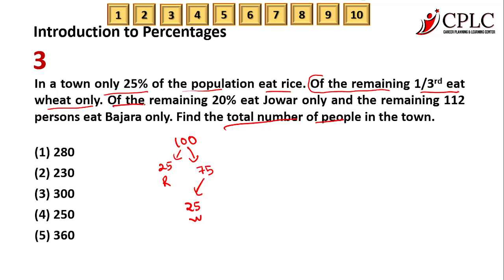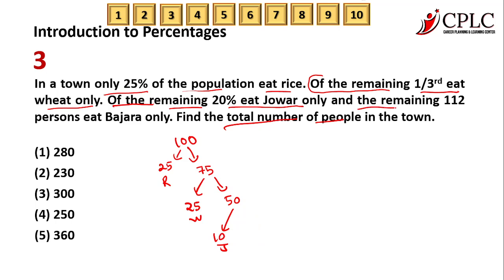Then again they are saying, of the remaining 20% are eating jawar only. Out of 75, 25 are eating wheat. So remaining are 50. And out of 50, 20% are eating jawar. So 20% of 50 is 10 people. 10 people are eating jawar, for example.